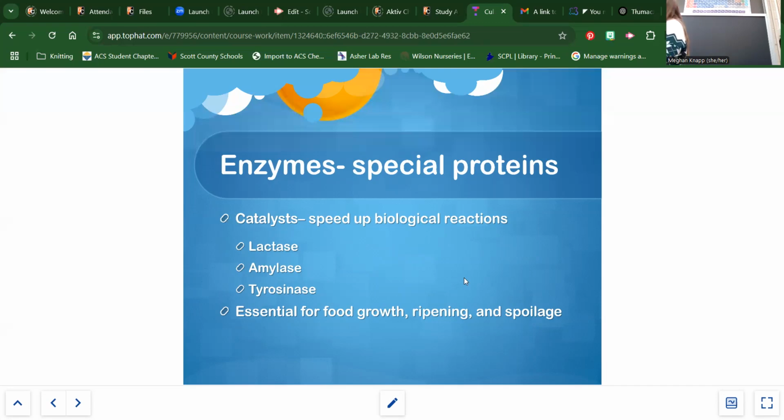Some of the ones you may have heard of are lactase. This one's real important to me because I am lactose intolerant, but I love dairy food. So anytime I have ice cream, I take some lactase. With enzyme names, you'll notice the ending is ACE or ASE. That's pretty common. Lactase helps to break down lactose.